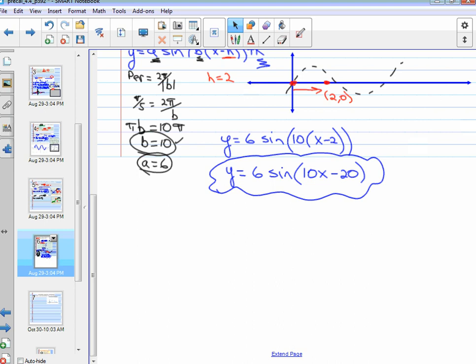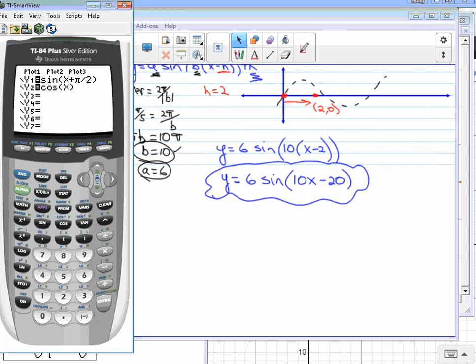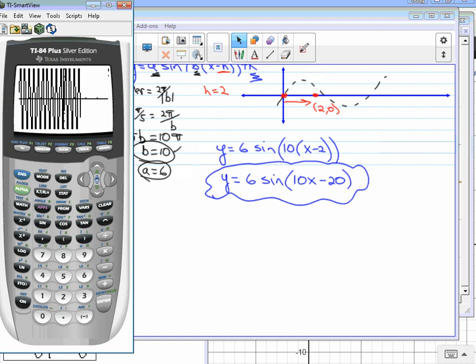Let's try this and see if it has done what we wanted it to do. So I have 6 sine 10x minus 20. Now I'm going to hit zoom, trig, so it defaults to a basic trig window. Choice number 7. Now, you notice anything? Maybe it's like, what in the world is this mess? It's just like this vertical. Well, I want you to think just a moment.